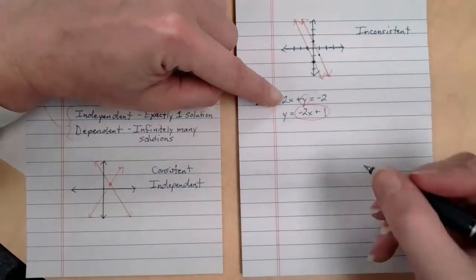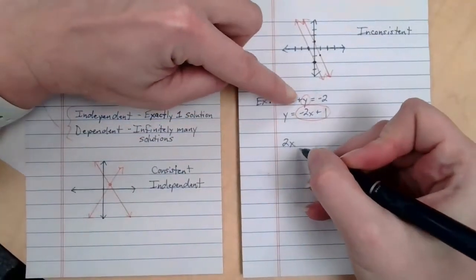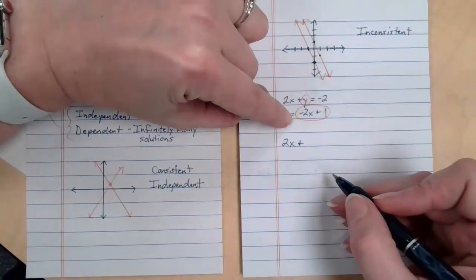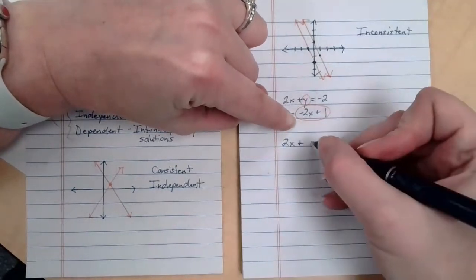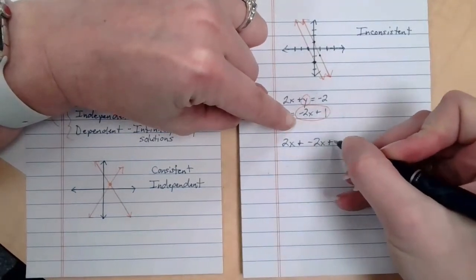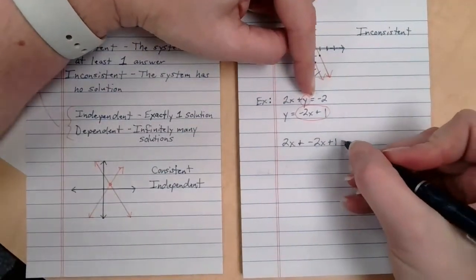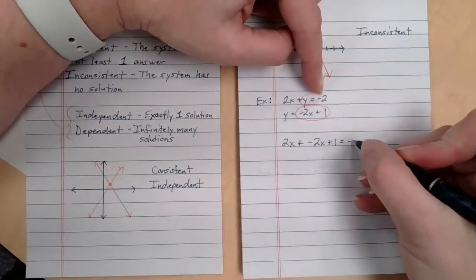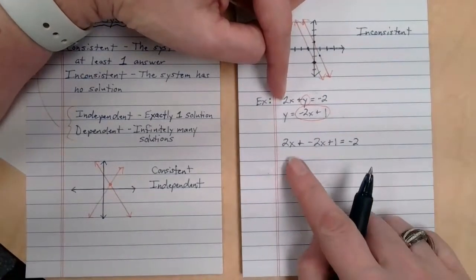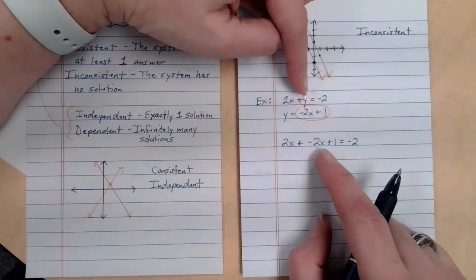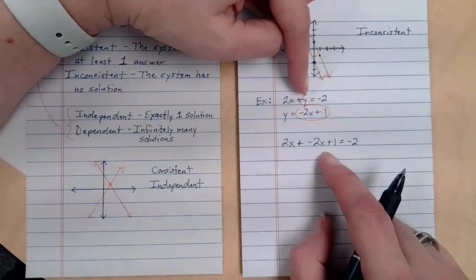So I'm going to take my original equation, I'm going to write the 2x, I'm going to write the plus sign, but instead of the y, I'm going to put something that is equal to y. Instead of the y, I'm going to write negative 2x plus 1. All right, negative 2x plus 1. And going back to that first equation, I'm still going to put the equal sign, and I'm still going to put the negative 2. So I just rewrote the first equation, except in the first equation I took the y out, and I put the negative 2x plus 1 in its place.